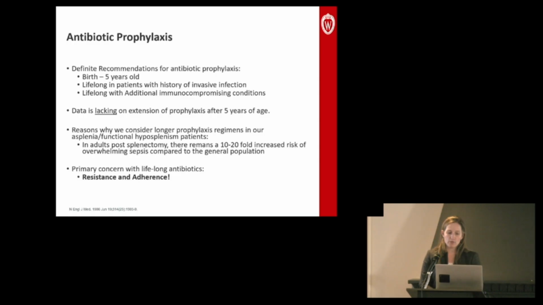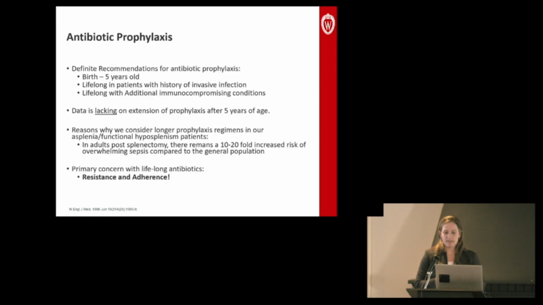So again, in our clinic, this is a shared decision-making, as so many things that we do are. But the definite recommendations for antibiotic prophylaxis are birth to 5 years old. That is really solid data. And anybody with a history of invasive infections, we are advocating for lifelong prophylaxis. And as Dr. McDonald sort of alluded to, in any of our patients that have other immunocompromising conditions, it's just too many risk factors, and we also recommend lifelong prophylaxis. Beyond those conditions, data is really lacking on extension.